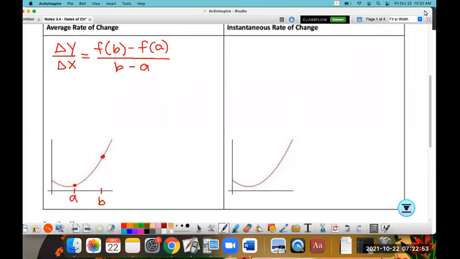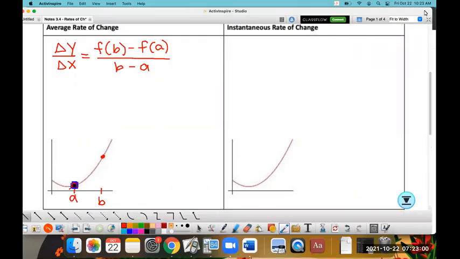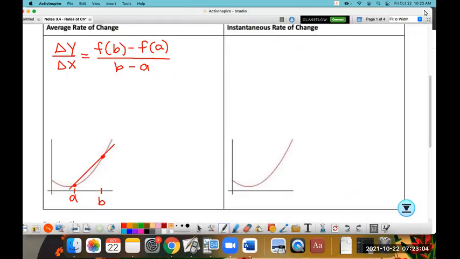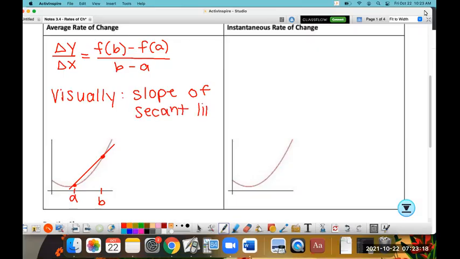Again, since that is a slope, I'm talking about the slope of the secant line specifically for this. So we're going to write that down, that visually. This is the slope of the secant line connecting the points A, f of a, and B, f of b.